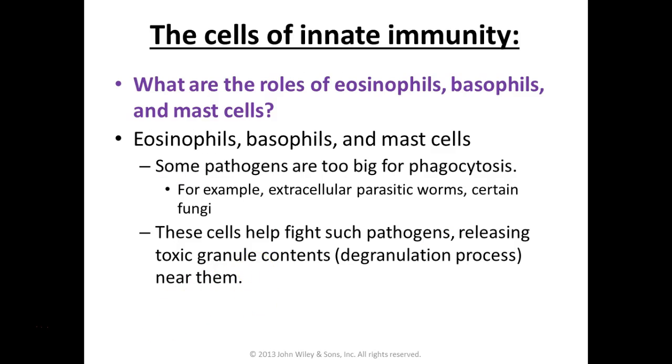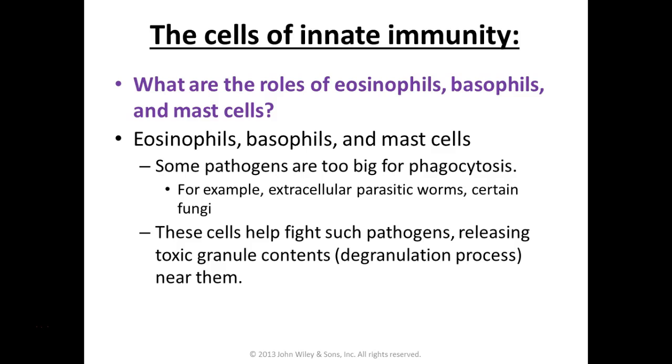So the last is eosinophils, basophils, and mast cells. Notice I didn't say anything about mast cells yet, right? That's because those typically aren't really found in your blood. These are found in your tissues. They're very similar to basophils, though. You could say they're close relatives. Some scientists believe they're even derived from basophils. So this is another situation where the basophil is in your blood, and then when it goes into your tissue, it differentiates into the mast cells.